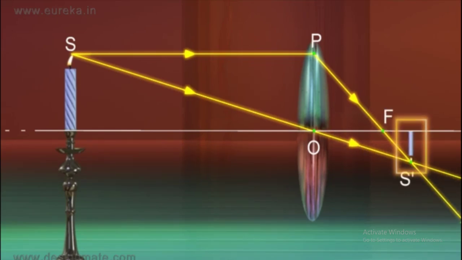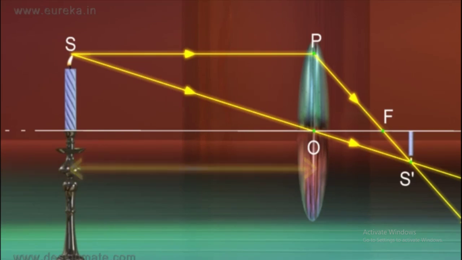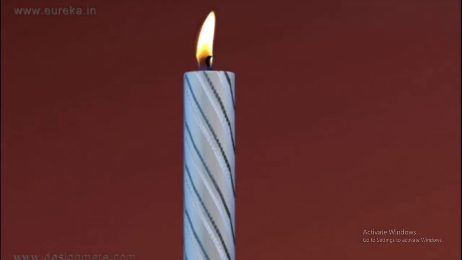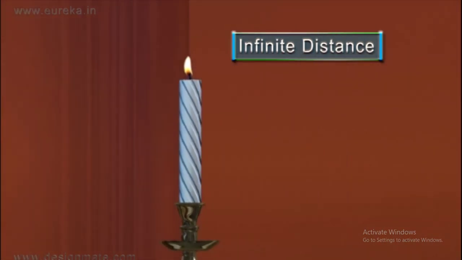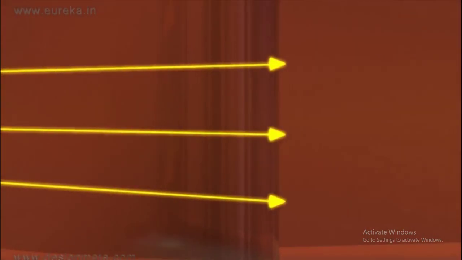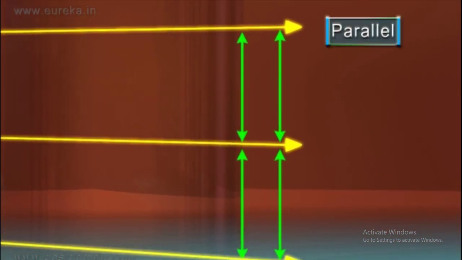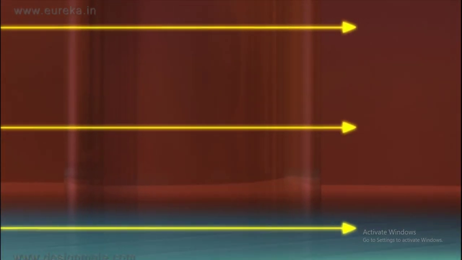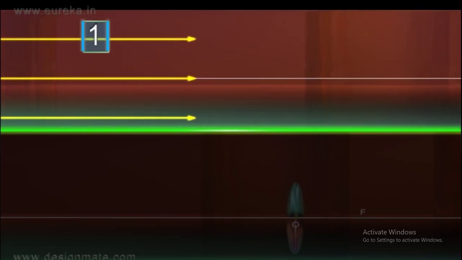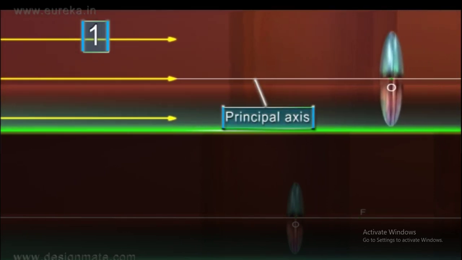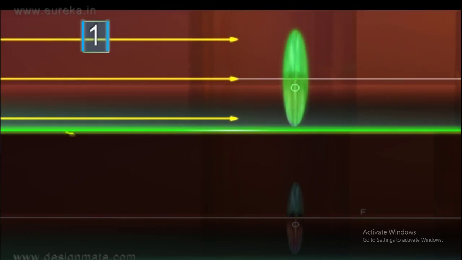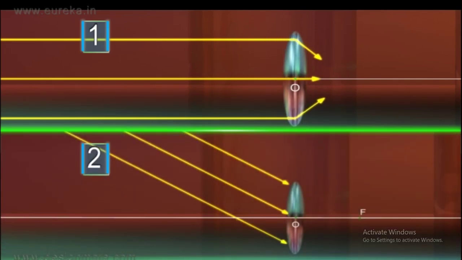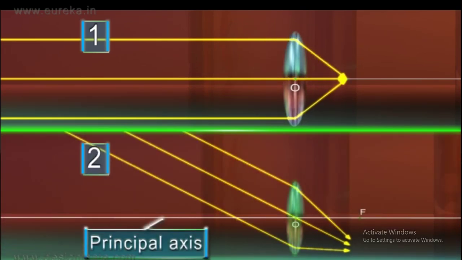The image of an object changes depending on the distance of the object from the lens. Firstly, let the object be positioned at an infinite distance. The rays coming from the object will be parallel to each other. These parallel incident rays can be of two types. These rays may be parallel to the principal axis of the lens, or they may not be parallel to the principal axis of the lens.